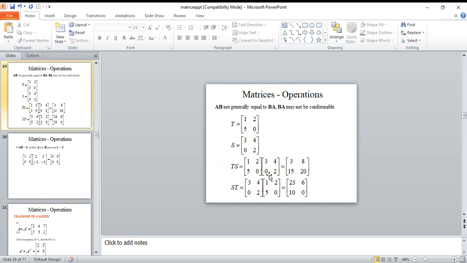AB is not generally equal to BA. BA may not be conformable. Matrix operation is complete. Transpose matrix.